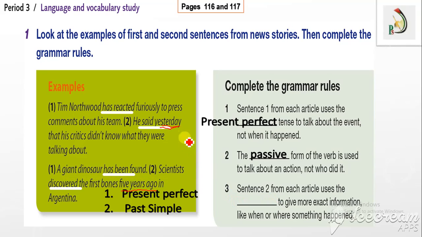Sentence 2. We are talking about this two and this two. From each article uses the dash to give more exact information, like when or where something happened. Past simple. So, past simple is used when you are sure about the time when exactly it happened.